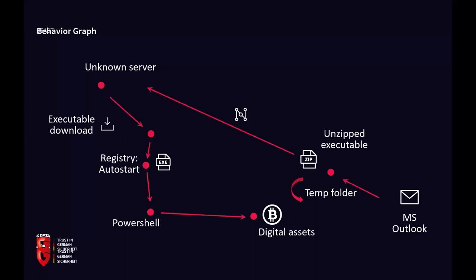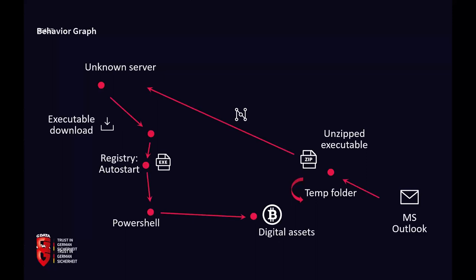So you basically make a double click, and in the next step, the file inside the zip file is being written to the temp folder. In this case, it's an executable file, which is then automatically being executed. It's contacting an unknown server on the internet. From this unknown server, an executable is being downloaded. As a next step, something is written to the registry. An auto start exe is created. Then a PowerShell script is executed, which then is about to attack the computer and the digital assets. And this is also the point where Beast, at the latest, realizes that something malicious is going on on the computer and therefore will stop this process chain.